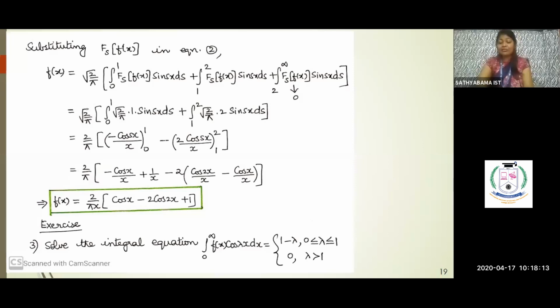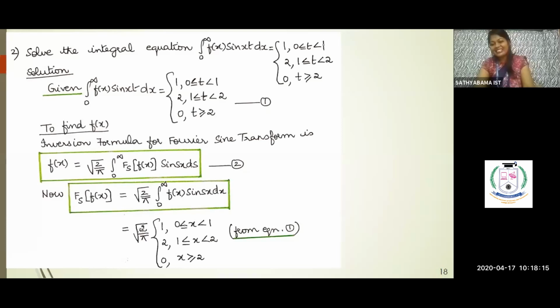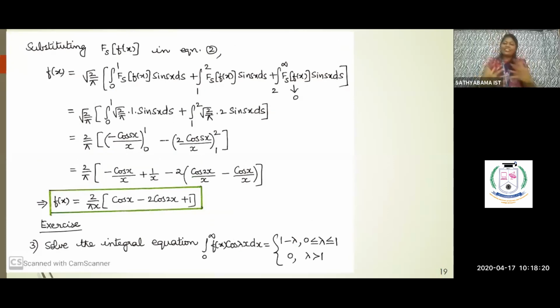I took sine transform because the question had sine in it. So this is how you solve integral equations using Fourier transform. It's a very nice application that we've seen. I've given one more problem for you to work out. It's a combination of 1 and 2. Look at the right hand side, it has a split interval. Look at the left hand side, it has cos. So which inversion formula will you use? The inversion formula for cosine transform to evaluate the third problem.